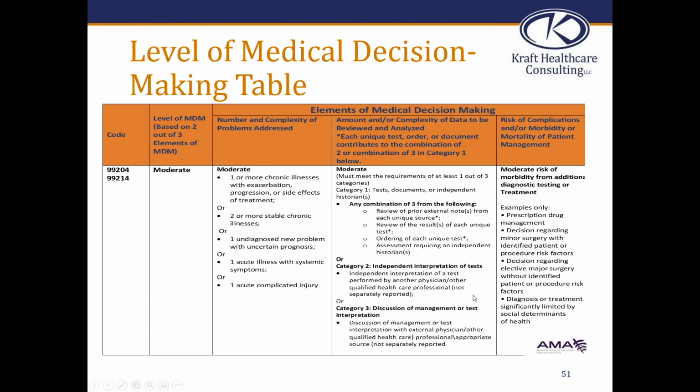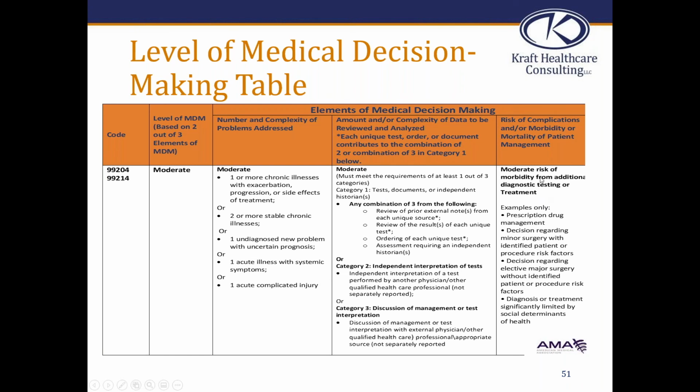And then again, you've got it broken down into your categories over here. It says, you must meet at least 1 out of the 3 categories. You've got your category 1, category 2, and category 3, and it tells you what each one is under there. The first one, any combination of 3 or more of the following. So you meet that, and then you're at moderate.